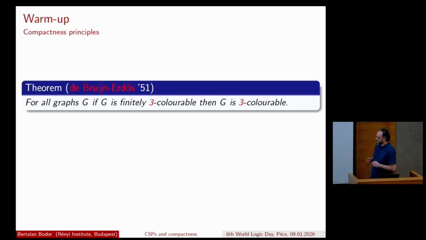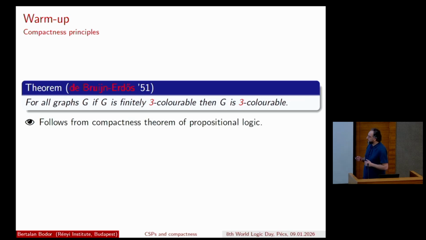So there is this theorem named after Erdős and De Bruijn, which says that every graph which is finitely three-colorable, meaning that all finite subgraphs are three-colorable, is itself three-colorable. Right? So this is one theorem, and if you have ever taken a course in model theory and logic, you should know that it actually follows from the compactness theorem, already for propositional logic. Right? So this heavily uses the axiom of choice, if you know the proof.